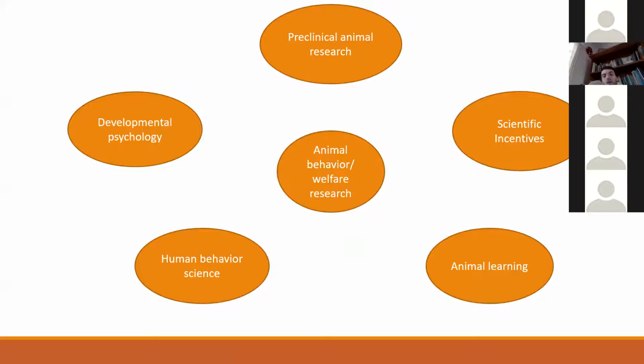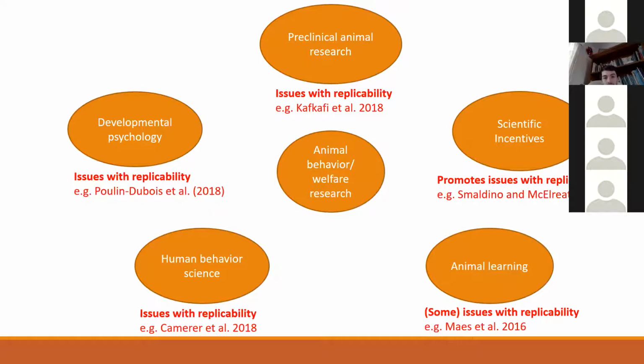So I've put animal behavior welfare research here in the middle of a few different disciplines: human behavior science in general, developmental psychology, preclinical animal research, animal learning. And I'm going to say we're living in the same scientific incentive structure as these fields. One of the things these fields have done is they've had, in certain areas, pretty rigorous studies looking at the reliability of their results. And everywhere you look, in the related disciplines of animal behavior and animal welfare, we find issues with reliability.